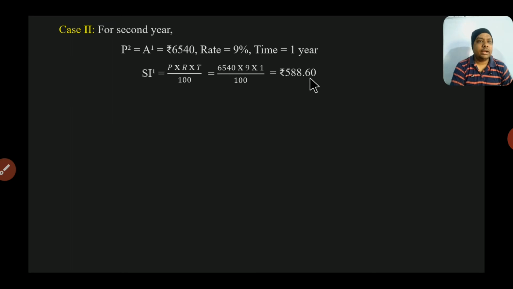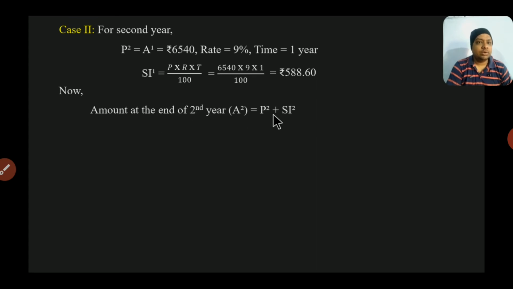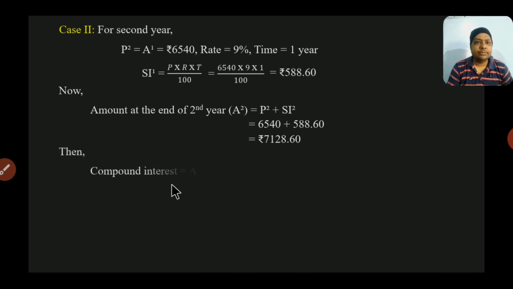So it will be 588.60 will be the simple interest for the second year. Now we can find amount at the end of the second year is equal to principal for the second year plus simple interest for the second year. Let's add it. It will be 7,128.60. That will be the final amount. Now let's find compound interest. So compound interest will be amount for the second year minus principal for the first year. It will be 7,128.60 minus 6,000. It means rupees 1,128.60. It will be the compound interest.